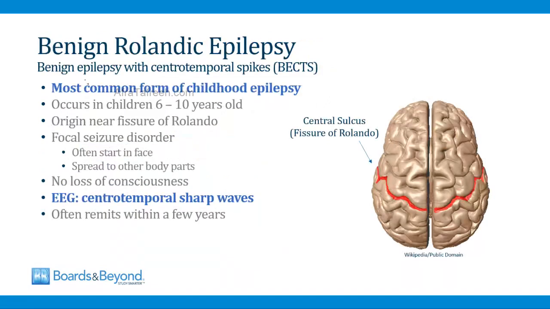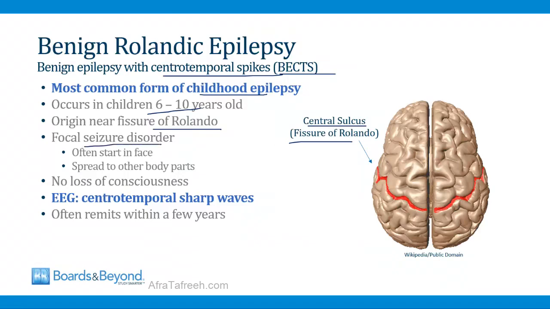Benign Rolandic epilepsy is also called benign epilepsy with centrotemporal spikes, or BECTS. This is the most common form of childhood epilepsy. It usually occurs in children between 6 to 10 years of age, and the reason it's called Rolandic epilepsy is because the origin of the seizures is near the fissure of Rolando. If you look at this drawing on the screen, shown in red is the central sulcus, which is also known as the fissure of Rolando, and these seizures begin in that area of the cortex.